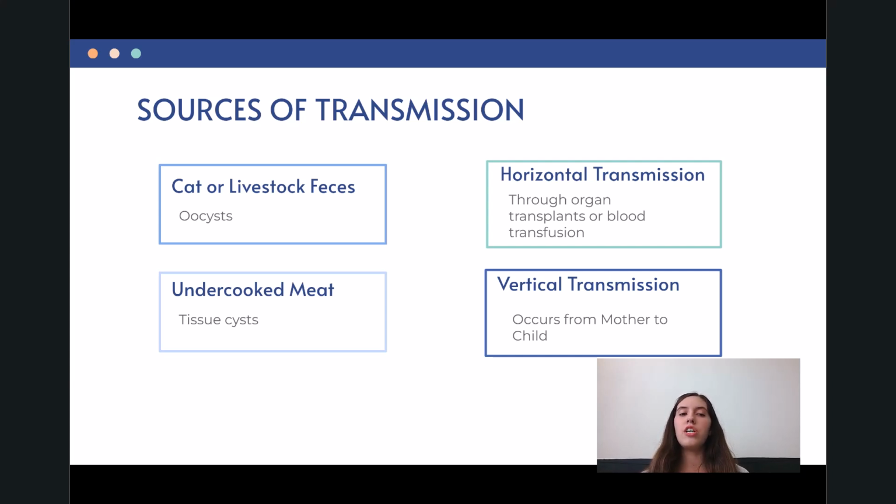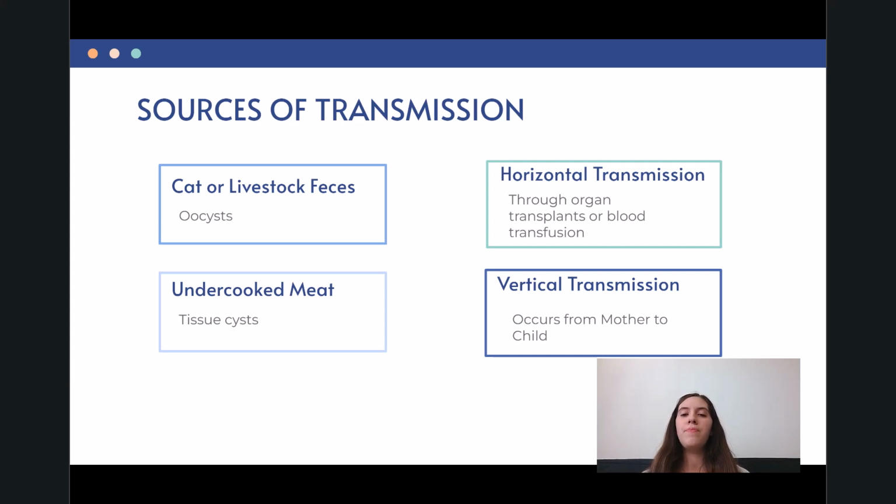And so it's through oral transmission, which ties into our second source, which is undercooked meat. And the meat usually has tissue cysts in it, and that's what causes the transmission, the ingesting of those tissue cysts. And this mostly occurs in pork. There's also horizontal transmission, and this is through medical procedures such as organ transplants, or very rarely blood transfusions of an infected person.